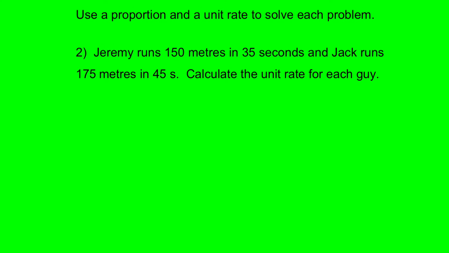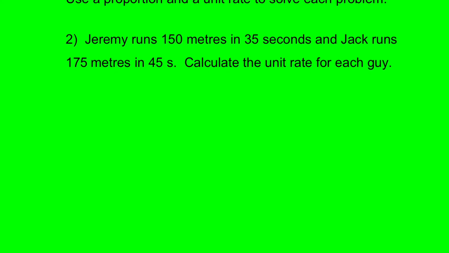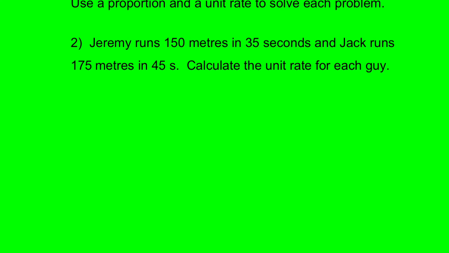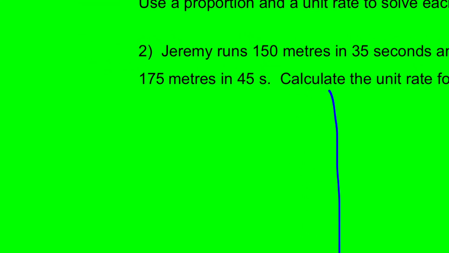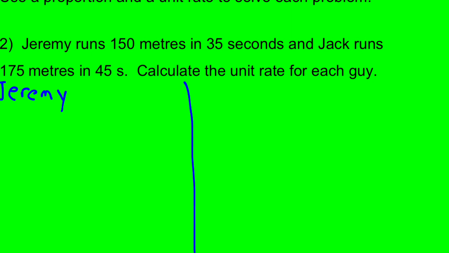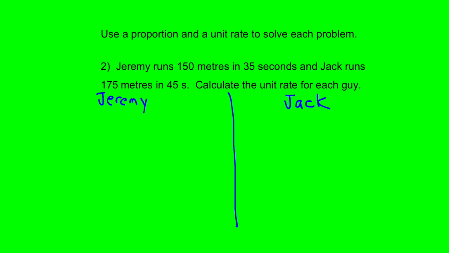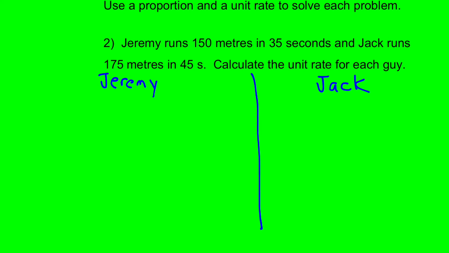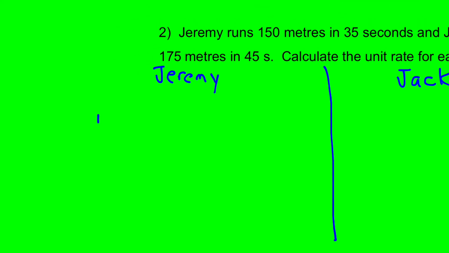It says Jeremy runs 150 meters in 35 seconds and Jack runs 175 meters in 45 seconds. Calculate the unit rate for each guy. So I'll divide my page into Jeremy and Jack. The first thing I want to do is talk about what we're comparing in this question. Well, we're comparing distance to time, or meters per second. I'm going to say we're comparing meters per second, which is distance to time.